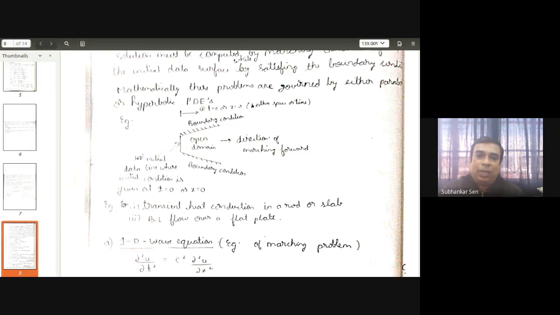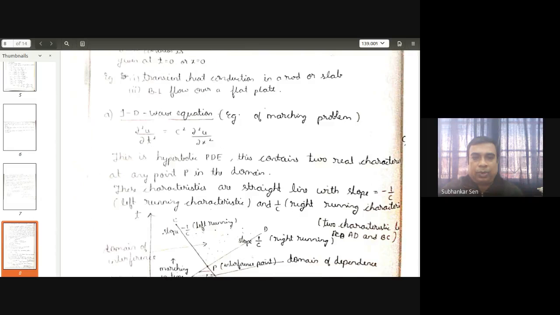Parabolic partial differential equations or hyperbolic partial differential equations are examples of marching problems. In general, if an equation contains the unsteady term, it is not always true, but most of the time it is true, it is likely to be either a parabolic equation or a hyperbolic equation. If an equation does not contain an unsteady term, it is most likely to be an equilibrium problem. But this is not always true.